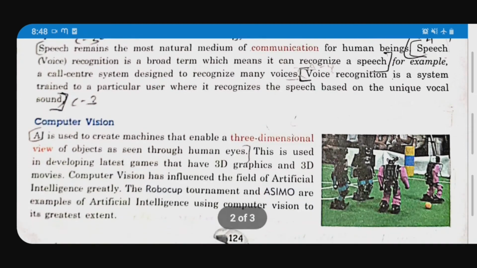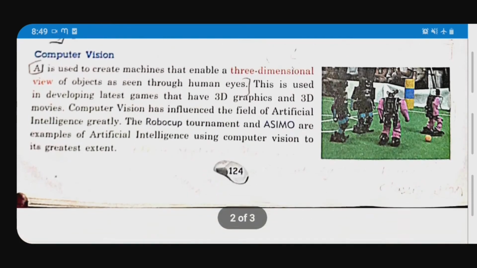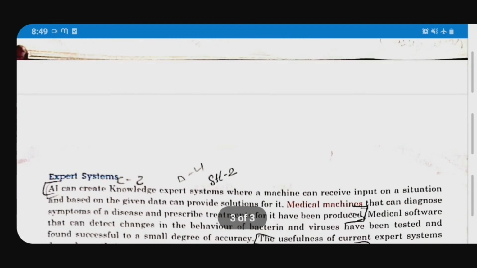AI is used to create machines that enable a three-dimensional view of objects as seen through human eyes. This is used in developing the latest games that have 3D graphics, and 3D movies. Computer vision has influenced the field of artificial intelligence greatly. The RoboCup tournament and Asimo are examples of artificial intelligence using computer vision to a great extent. So these are all the various fields of artificial intelligence.